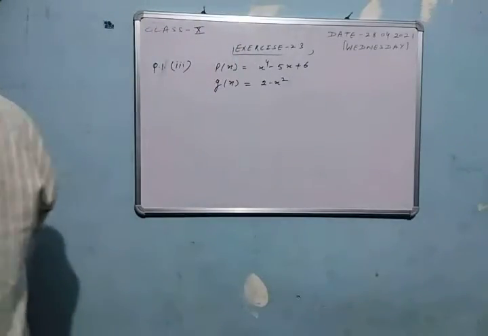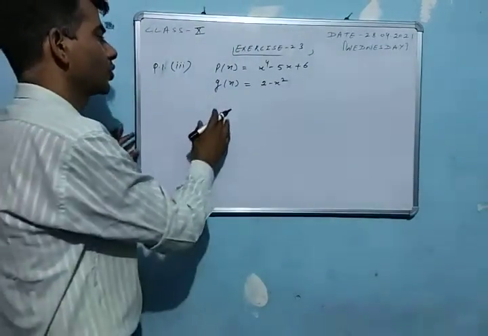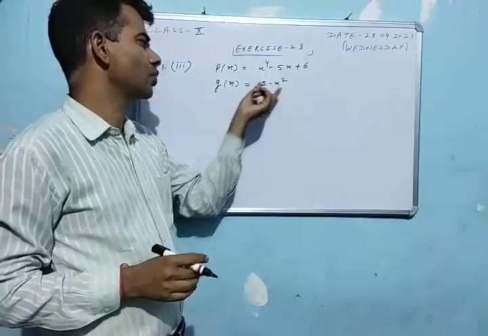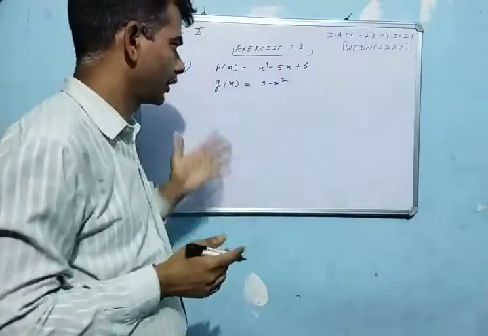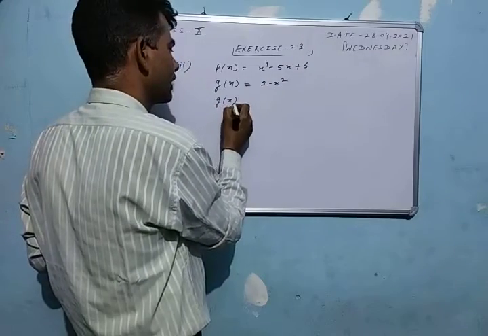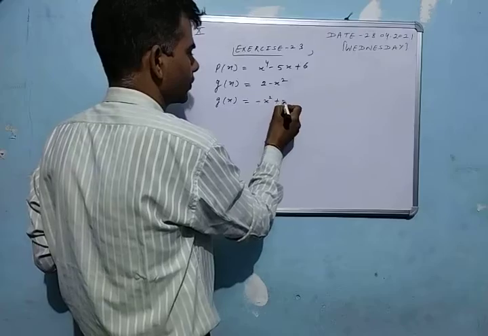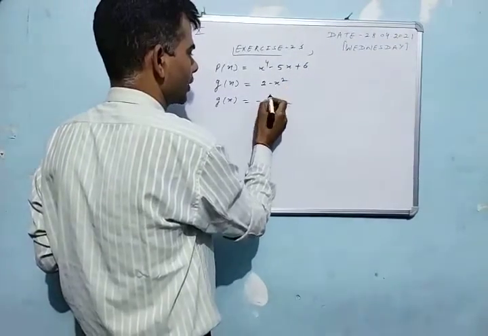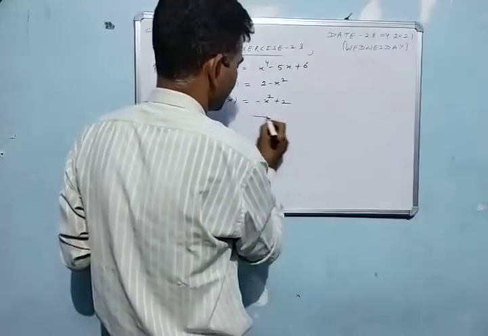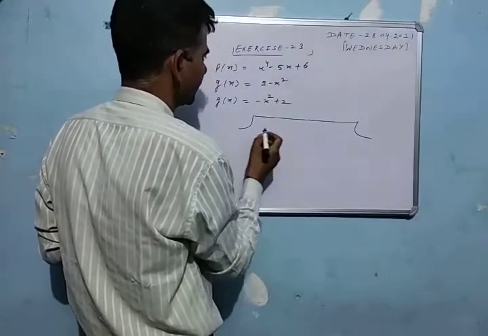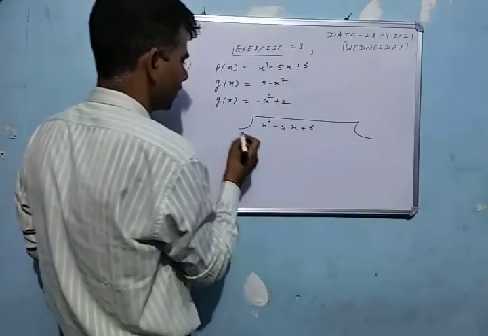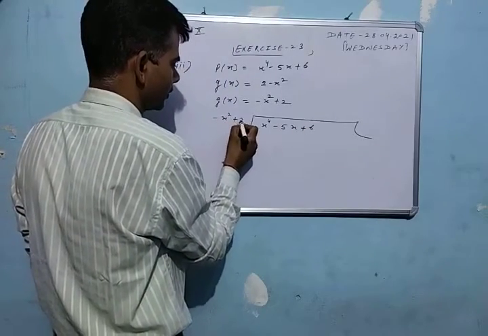Now students, we have to divide P of x by G of x. Students, in G of x the degrees are not in descending order. First of all, we will write the degrees in descending order, so G of x can be written as minus x square plus 2. Now P of x, that is x raised to power 4 minus 5x plus 6, is divided by minus x square plus 2.